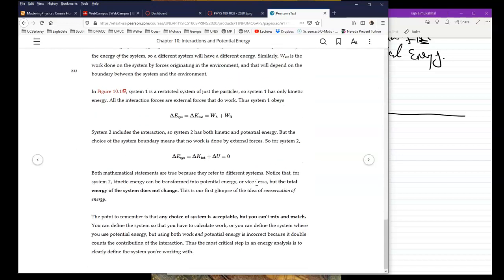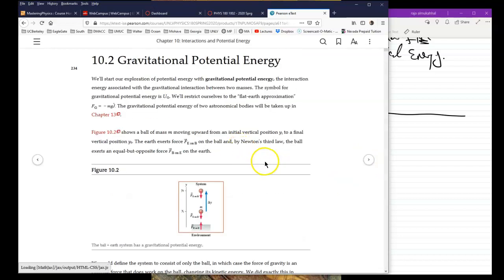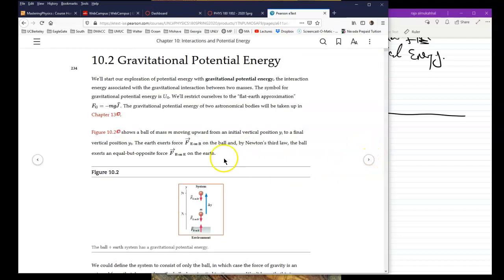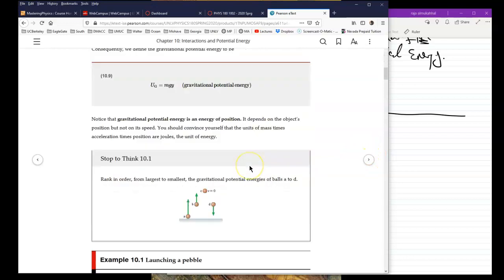Should be here somewhere. Sorry about that. It's on page 234. Should be on this page.